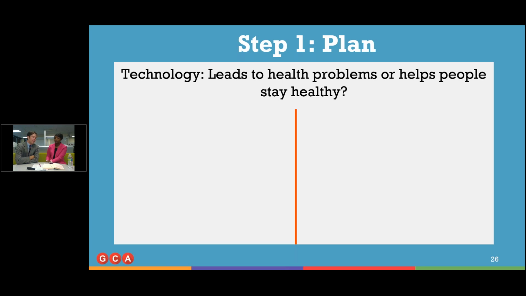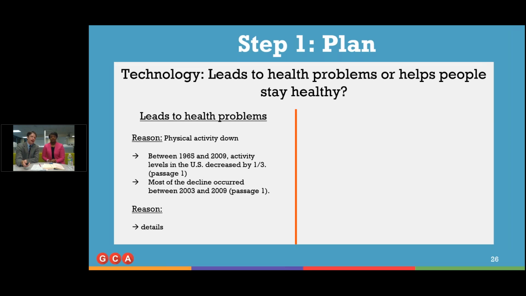So what I have at the horizontal of the T is really nothing more than the prompt, right? Technology. I paraphrased it a little bit, but does it lead to health problems, or does it help people stay healthy? That's really the question that I need to consider. And when I go to either side of the T-chart, I'm going to have one position on one side and then the other position on the other side. It can be very helpful for me as I'm gathering evidence.